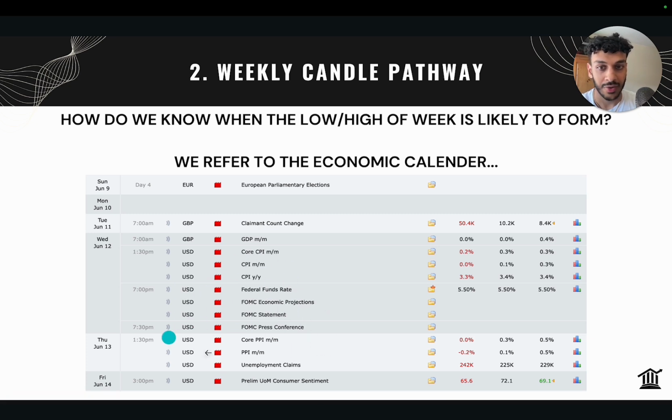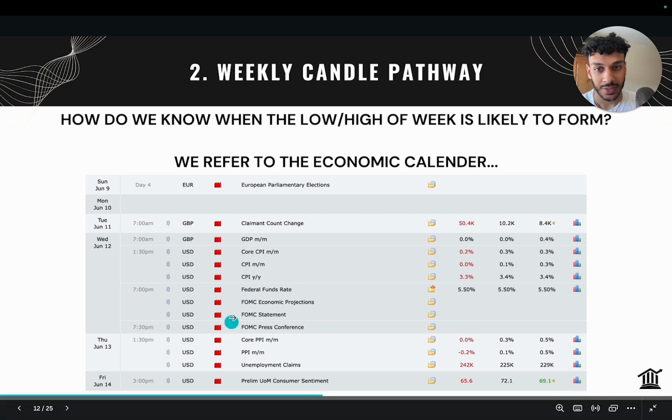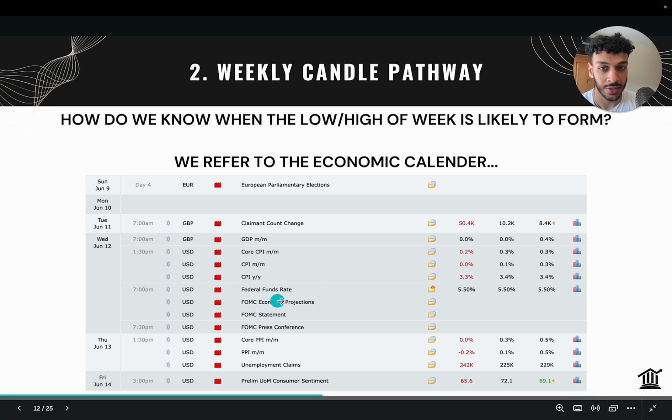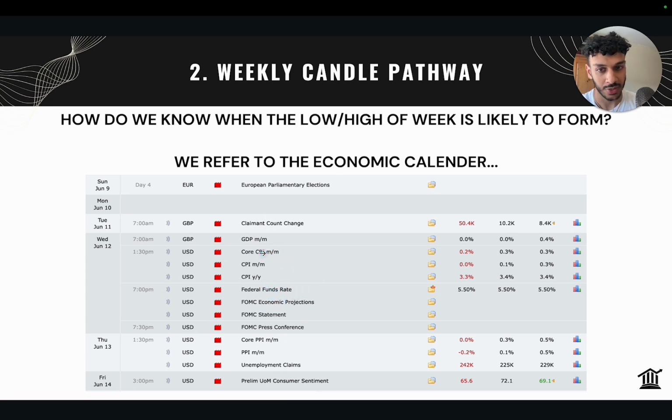But like I said, it's very, very statistically in your favor that Wednesday, especially on that FOMC week, plus the fact that we have CPI, that you're going to end up forming the low of week on days like this. So this is how we'd use the economic calendar. And again, obviously FOMC is every 6 weeks. I'm pretty sure it's not going to be around all the time.